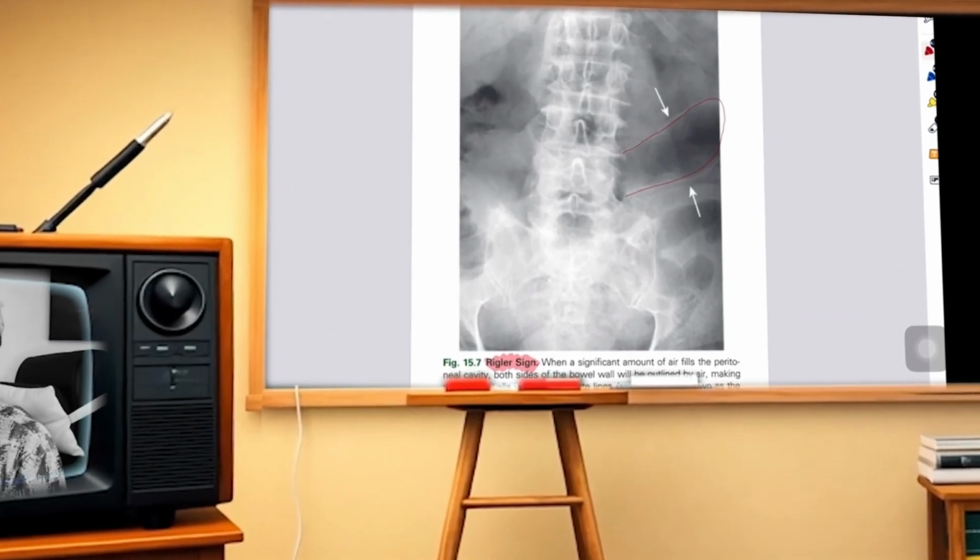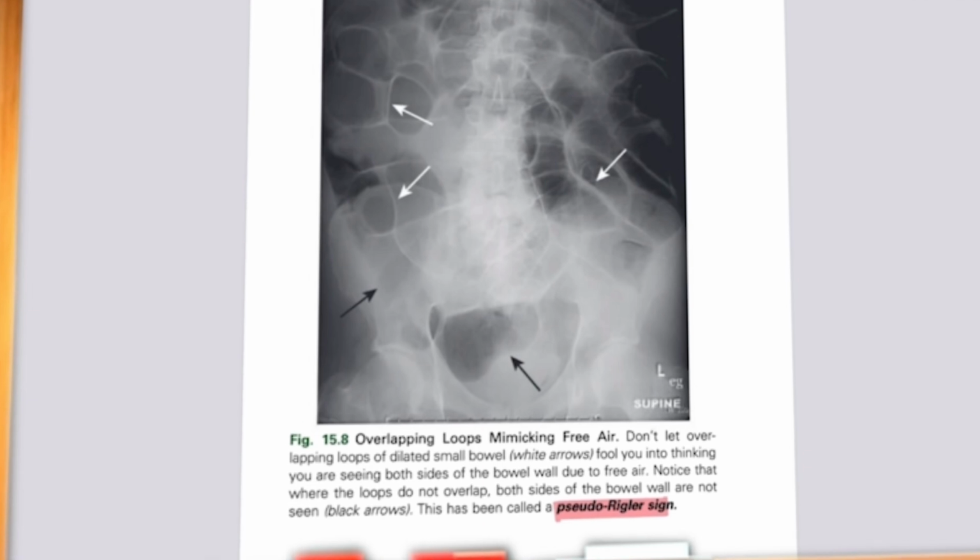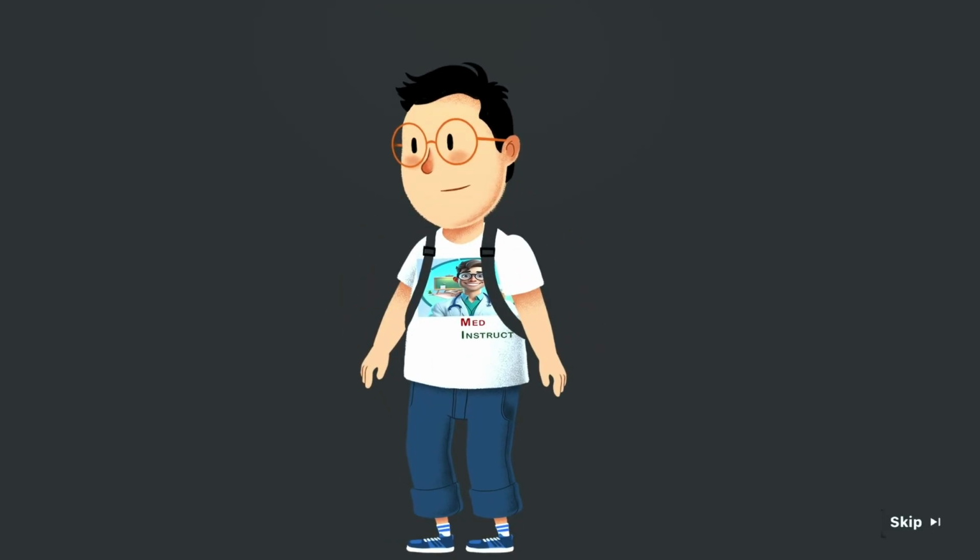Just be careful, overlapping dilated loops of bowel can mimic this, something called a pseudo-Rigler sign. You can see a pseudo-Rigler sign in this X-ray. It's a pitfall.